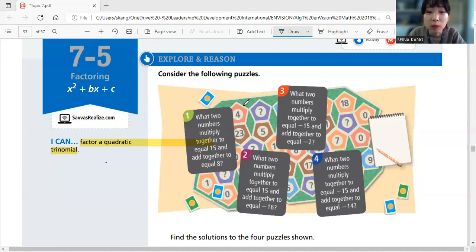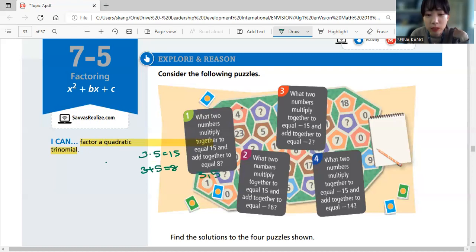Card number 1 says, what two numbers multiply together to equal 15 and add together to equal 8? So something times something is 15, and the same numbers add together to become positive 8. That would be 3 and 5, right? 3 times 5 is equal to 15, and 3 plus 5 is equal to 8. So yes, that's 3 and 5.